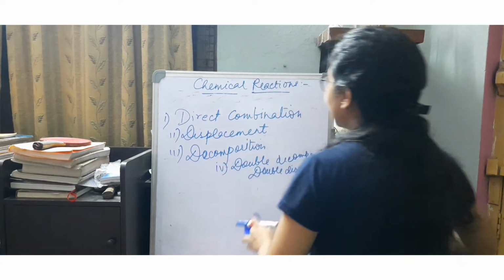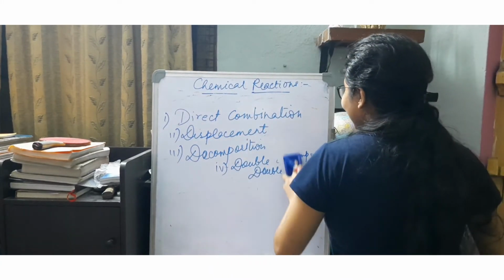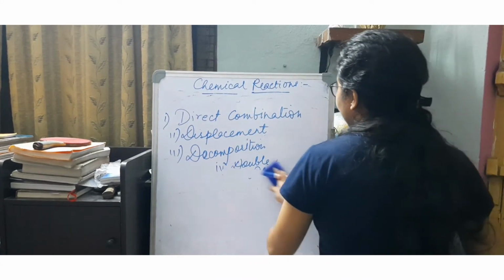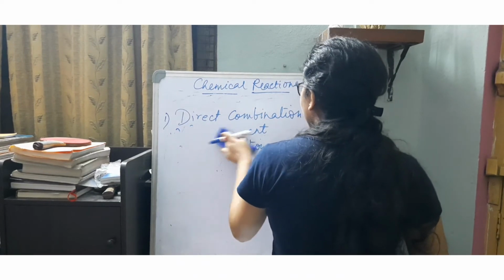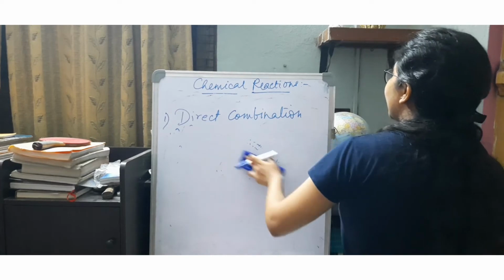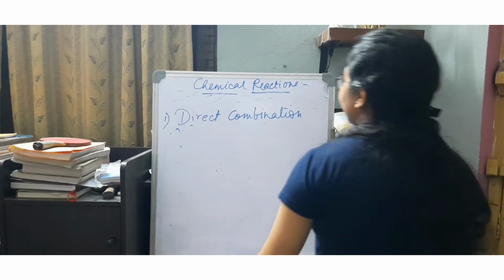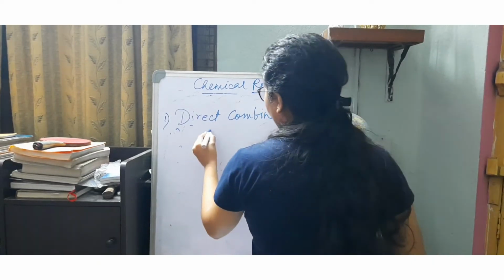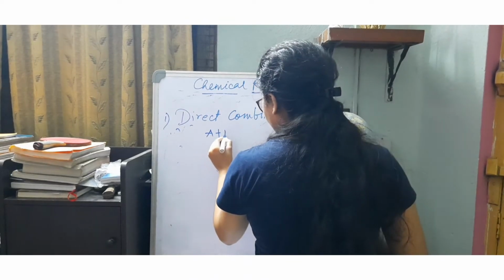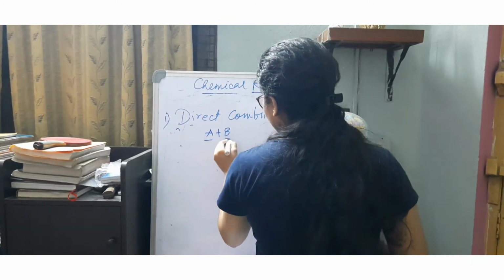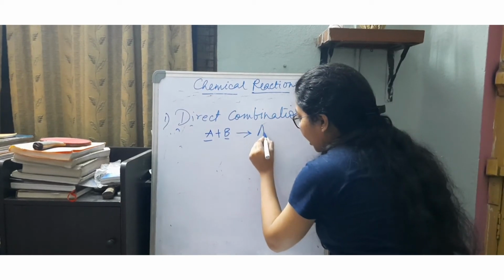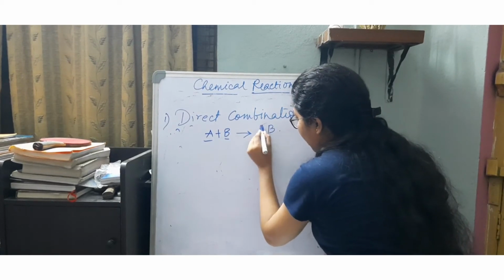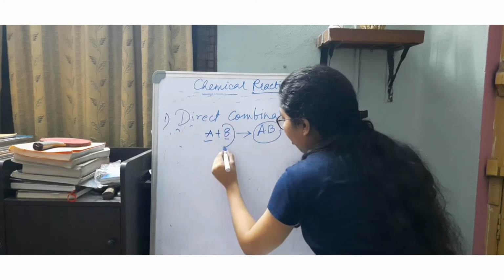Starting with the direct combination part, also known as the synthesis reaction. How do they look? What do we mean by the term direct combination? That is, two particular reactants, suppose A and B, are directly reacting together to form the product AB. Okay, so this is how it occurs.